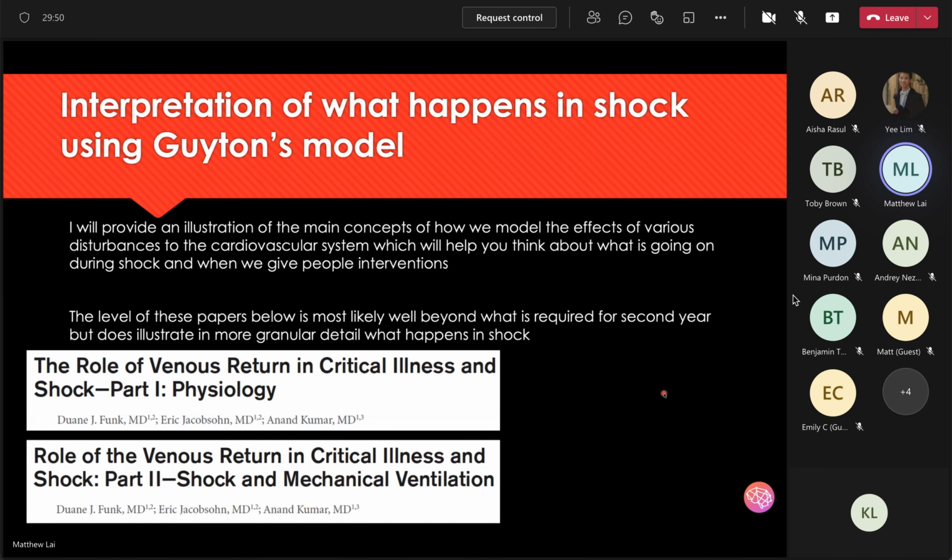And this brings us back to Guyton, because I believe another dot point on the syllabus is an interpretation of what happens in shock using the Guyton curves.